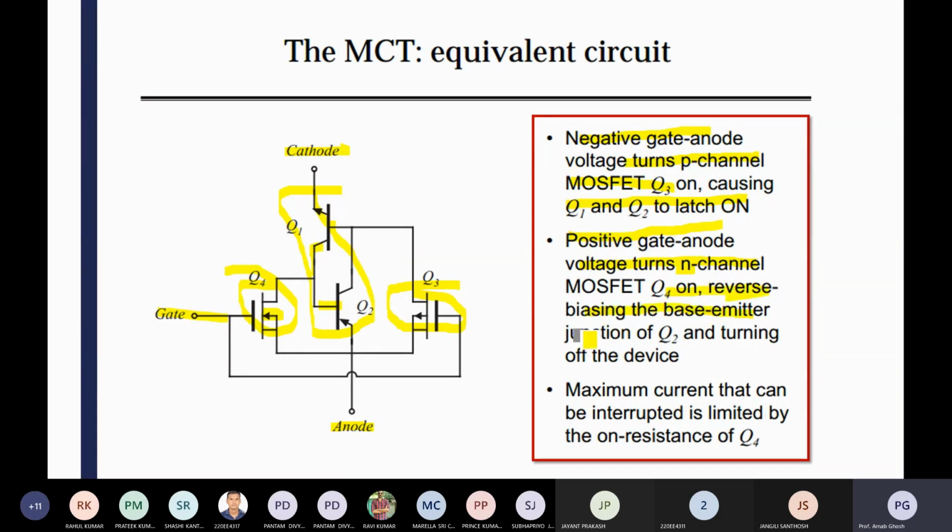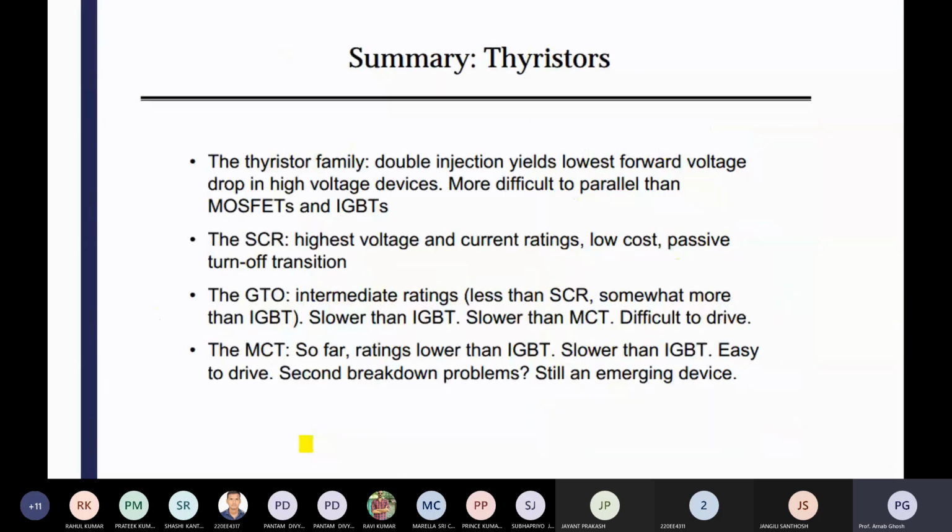So what you can observe from the study is that in the thyristor family, double injection layer is required. The forward voltage drop is high, and very high voltage devices are more difficult to parallel than the MOSFET and IGBT. The construction and complexity is much higher in the MOSFET than in the SCR. The SCR has the highest voltage and current rating, with low cost and passive turn off transition, which means an additional circuit is required.